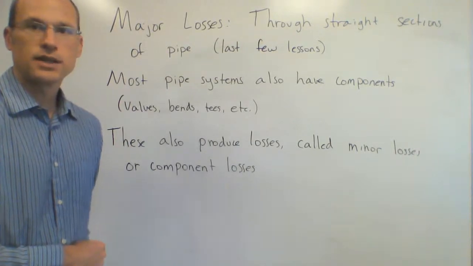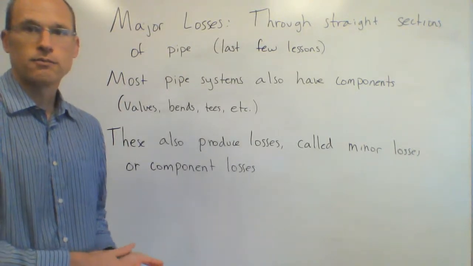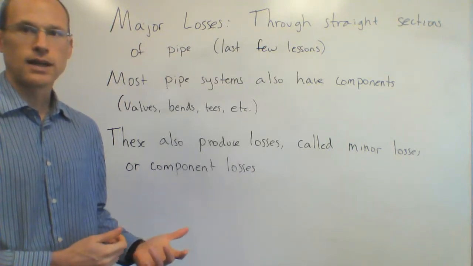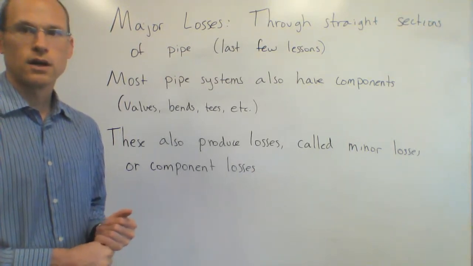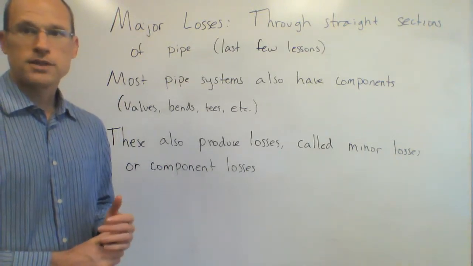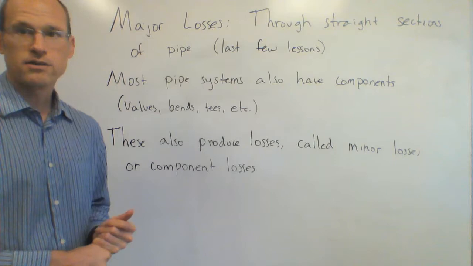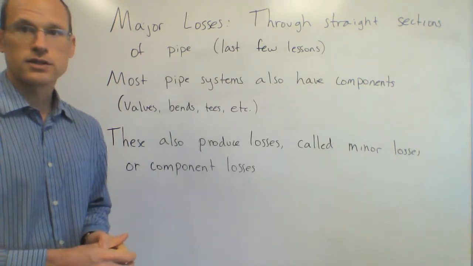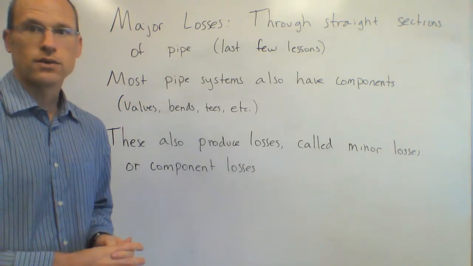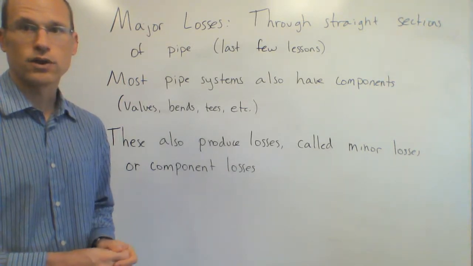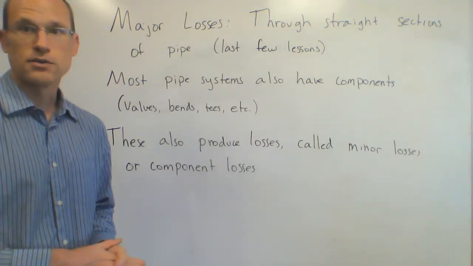The last few lessons have been dealing with losses in pipes. Those have assumed the pipe is straight, laminar, turbulent, find the loss coefficient, find the head loss. But a lot of pipe systems aren't just straight sections of pipe. You need bends, you need curves, you need tees, you need other things going on. And there are also going to be losses through those components. Those are called minor losses or component losses, and that will be the subject of today's lesson.